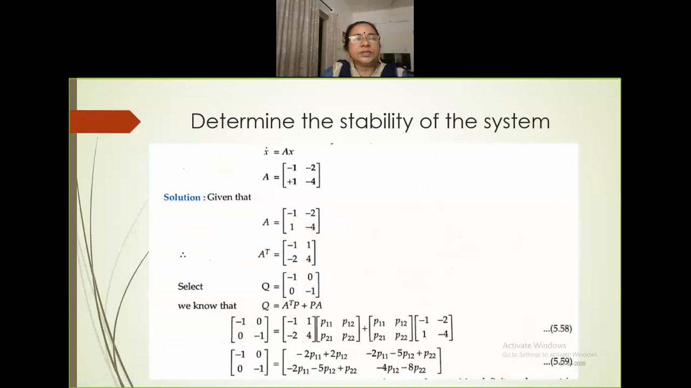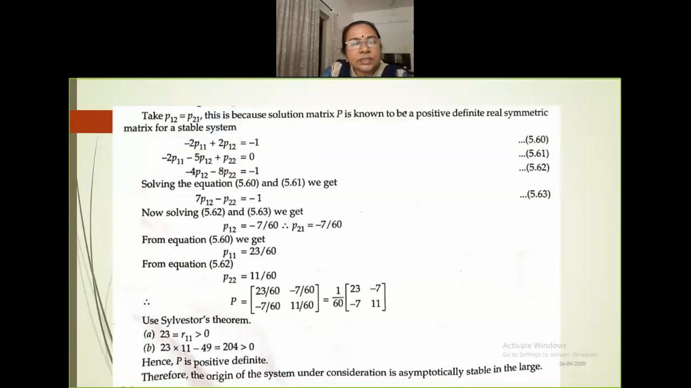The question given to you: determine the stability of the system. The system equation is given, x dash is equal to Ax. It is very simple. First of all, you have to take the matrix Q. Select Q as the identity matrix. Then put the equation Q is equal to A transpose P plus PA. Using that equation, get the value of P and see whether P is positive definite. That is the only thing you need to do.